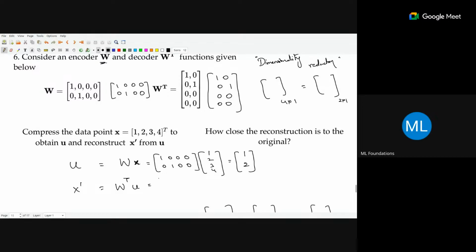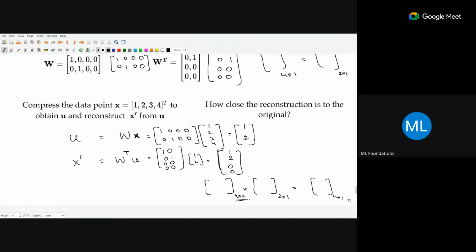So if I multiply, what will I get? 1 2 0 0. This should be multiplied to 1 2, and what am I going to get? It is 1 2 0 0. Correct? Is this correct? Yes, sir. So now if you observe, we started with the data point 1 2 3 4, but we reconstructed x prime using these encoder decoder functions. We have reconstructed this x prime, which is 1 2 0 0.